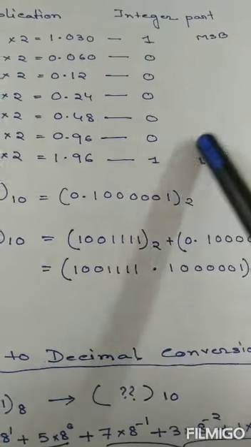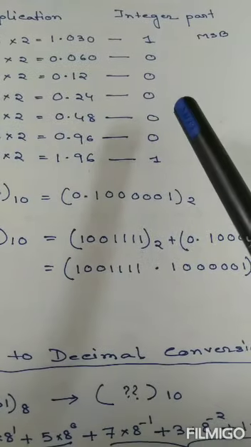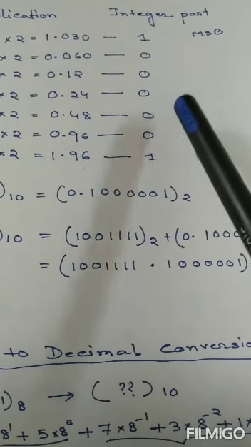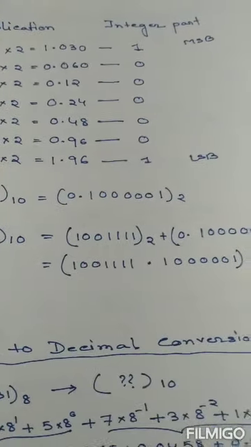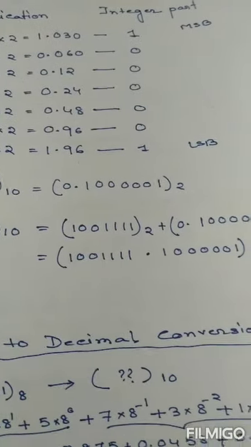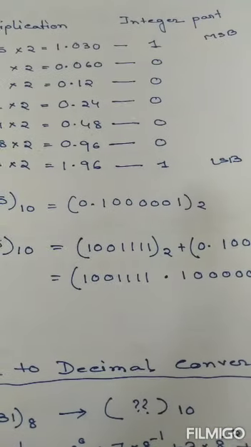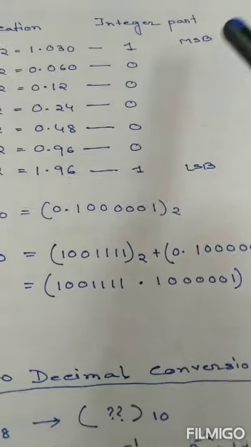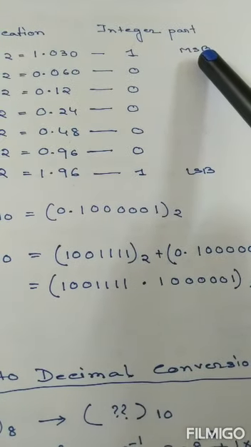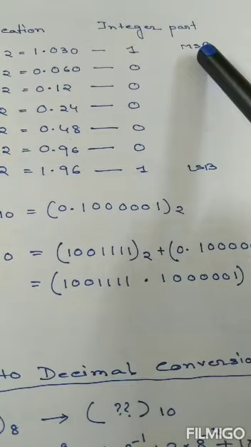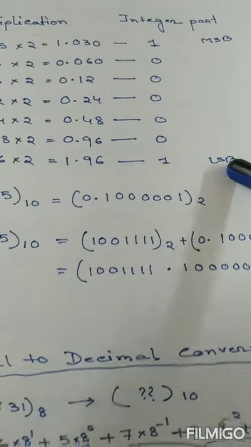This is for the fraction part. Remember, this is the fraction. In the previous case for the integer part, we can see that this is the MS bit, this is the LS bit. But here for the fraction part, this is the MS bit and this is the LS bit.